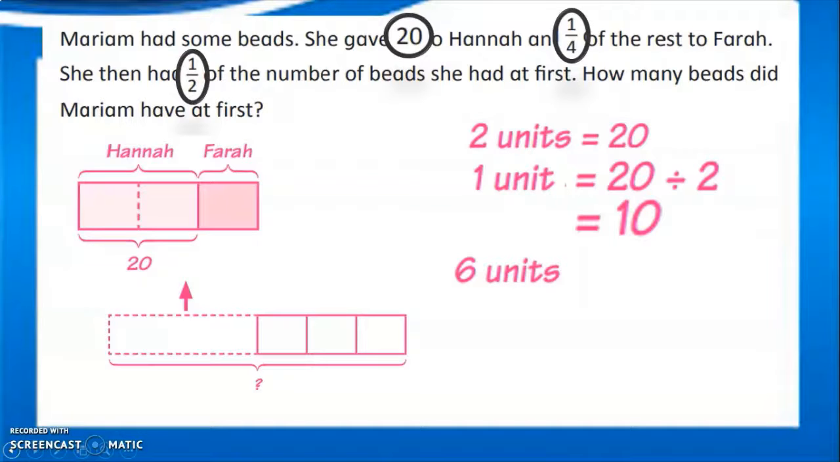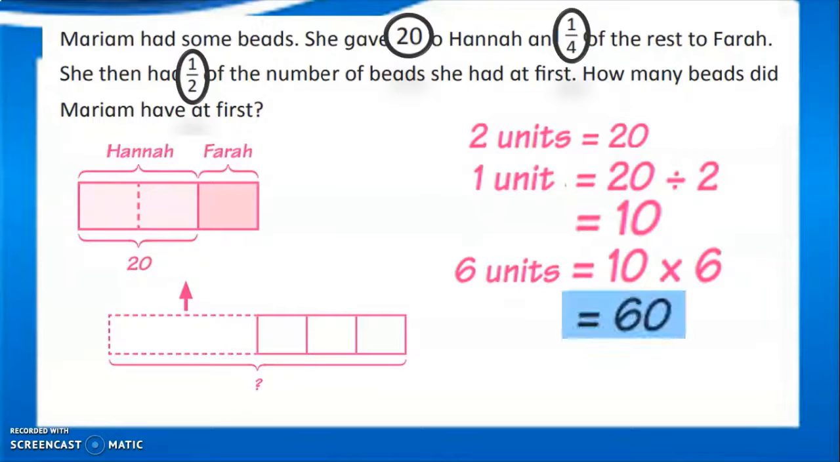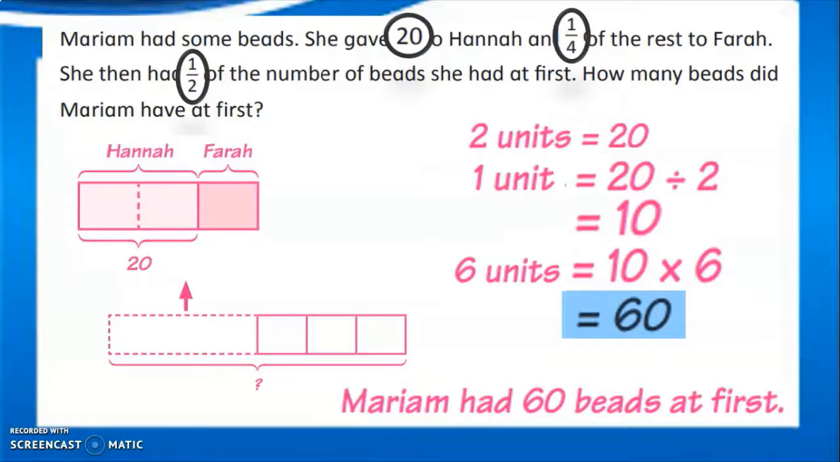So here we have 6 units. 3 units here and 3 units make 6 units. How to find 6 units? We all know already that 1 unit is 10. So to find 6 units, yes, 6 times 10 or 10 times 6 is equal to 60. Therefore, Mariam had 60 beads at first.